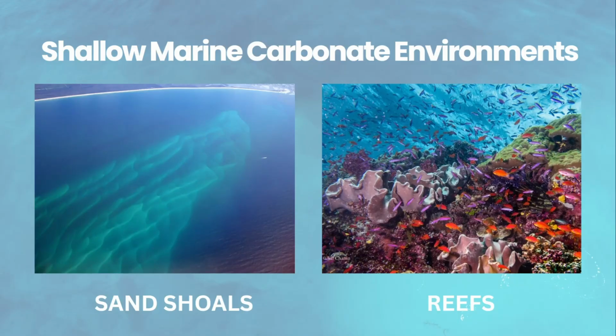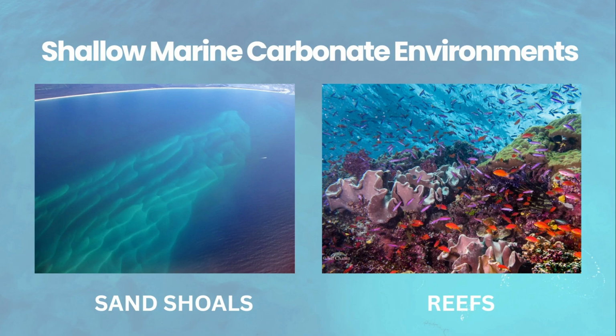This slide highlights two key shallow marine carbonate environments: sand shoals and reefs. Sand shoals form in shallow, high-energy water where waves, tides, and currents deposit carbonate sands made of ooids, pisoids, and skeletal fragments. They appear as sandbanks, bars, or ridges and represent grain-dominated carbonate systems. Unlike reefs, they do not have a rigid framework.